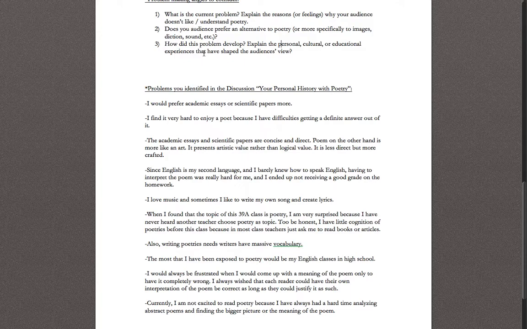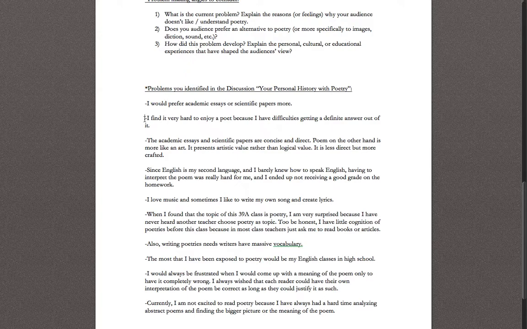It's specific not only to poetry, but also to the specific skills of poetry. So one of you said, I would prefer academic essays or scientific papers more. Okay, that covers number 2. I prefer something different. It's this idea of a form of communication, a form of creating a message or a purpose for an audience, but that you prefer academic essays and scientific papers more. So there's a preference, and we can ask the question why, explain the reasons why that's preferred. We can ask where that preference came from, how it developed, and that would be filling out the list.